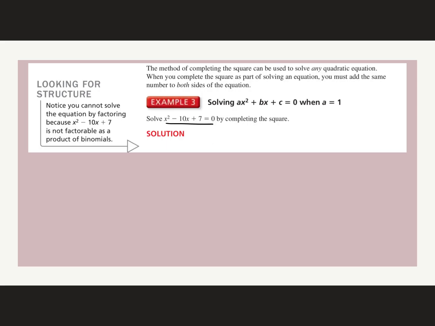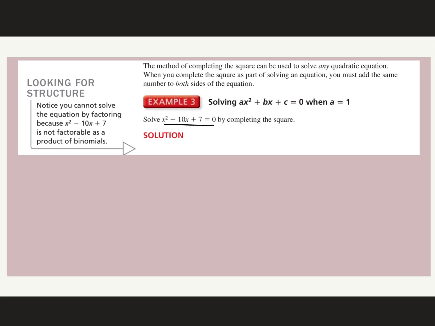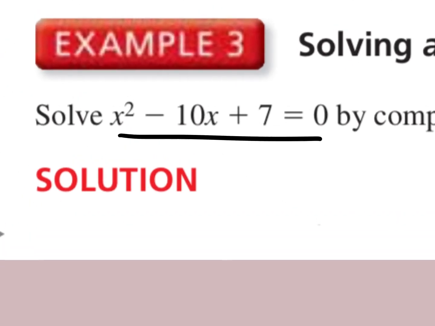All right, example 3. So here we're going to be solving by completing the square. Example 3 has a decent amount of steps, but it's everything we did in example 1 and example 2 put together. So it's steps that we know how to do. So let's take a look. When we're completing the square, we always want to get the x's all by itself and move the number to the other side. So how would I move the 7 to the other side?